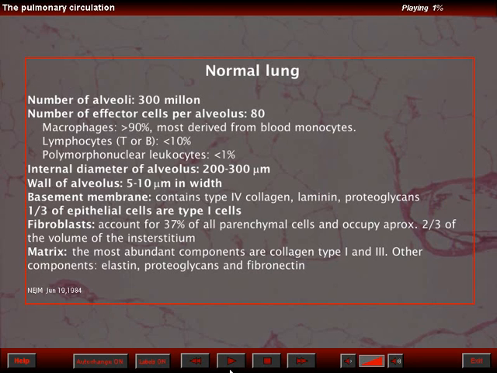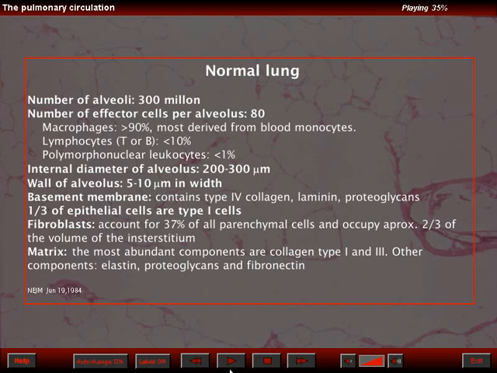A normal adult lung has about 300 million alveoli. These alveoli decrease as we age. The number of effector cells per alveolus is about 80. More than 90% are alveolar macrophages, which mostly derive from blood monocytes. 10% or less are lymphocytes of types B and T. Polymorphonuclear leukocytes are less than 1%.